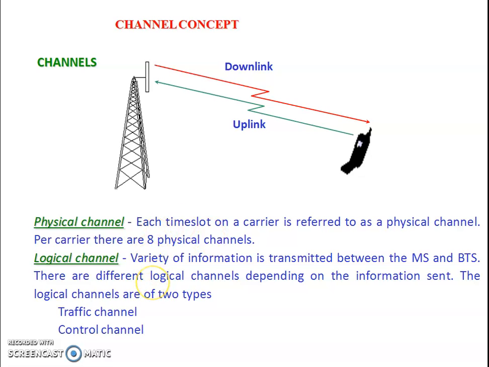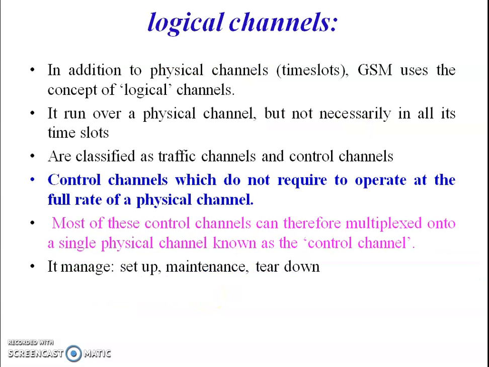A variety of information is transmitted between the mobile station and the base transceiver system. There are different logical channels depending on the information that is sent. There are two different types of logical channel, which we will also see in coming sessions. Now, what exactly is a logical channel? In addition to the physical channel, which we have seen as the time slots, GSM uses the concept of logical channels to run over a physical channel, but not necessarily in all its time slots.